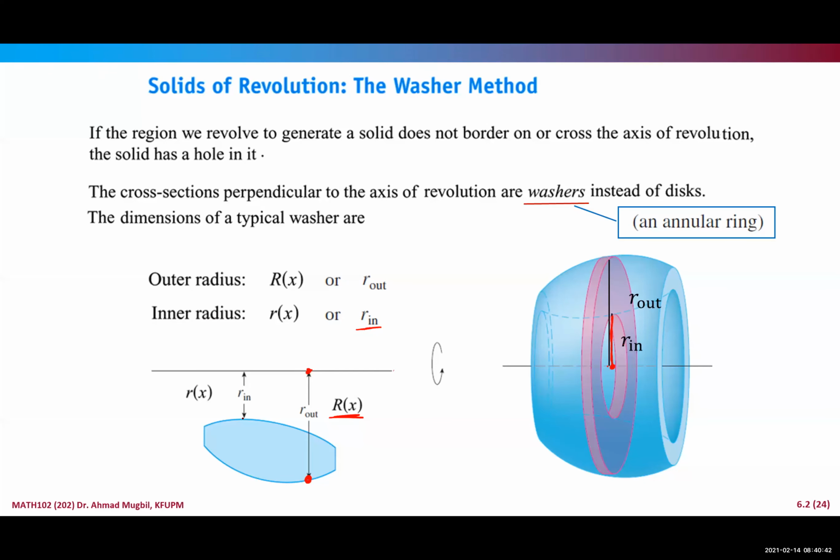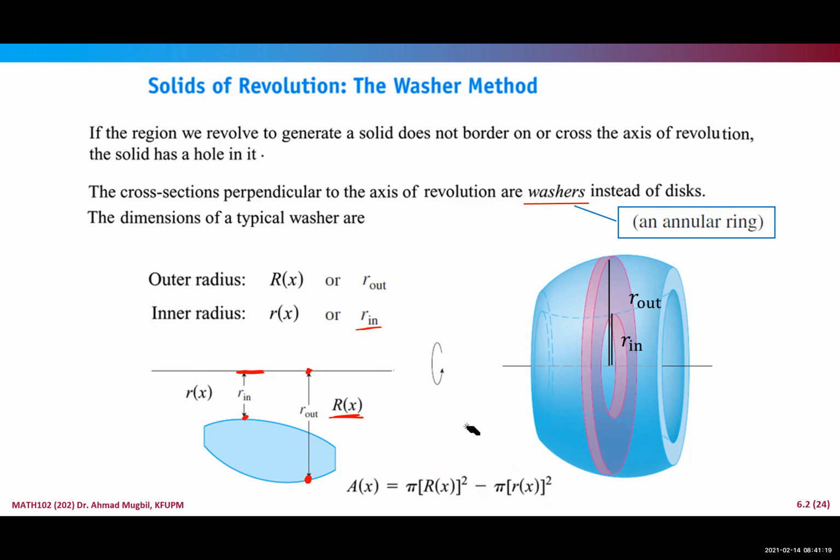Here, for the inner radius, the distance will be from the closer graph, the closer curve, to the axis of rotation. We will call it R small, or r, as you want. In this case, the area of this washer will be just the whole area, removing from it the area of the hole. Calculate the whole area. This is the disk, as we did before. This one is the hole inside the disk.